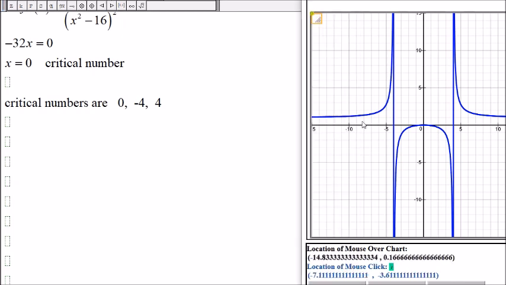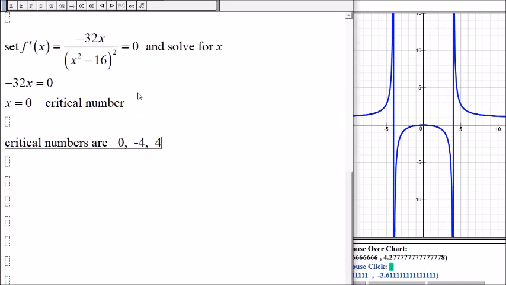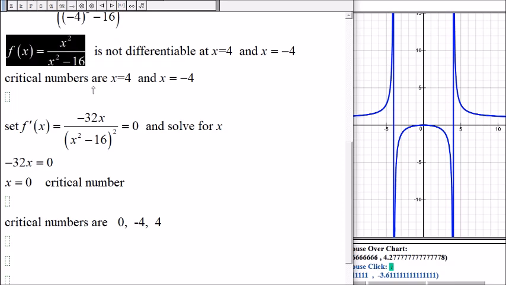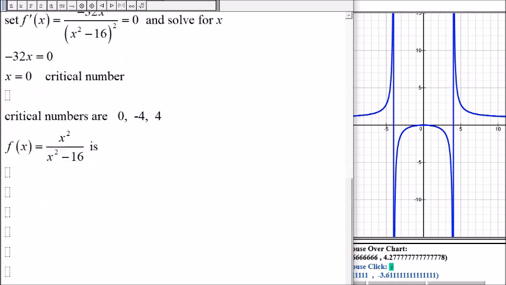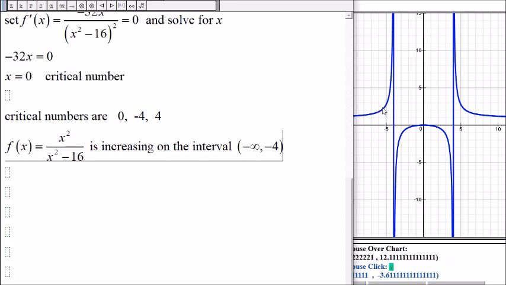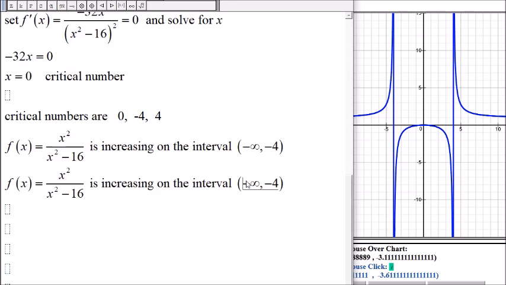From the left side up to negative 4, the function is going up, so it's increasing. And so we say that f of x, which is this function right here, is increasing on the interval from negative infinity to negative 4. And from negative 4 to 0, the function is also going up, so it's also increasing on the interval from negative 4 to 0.